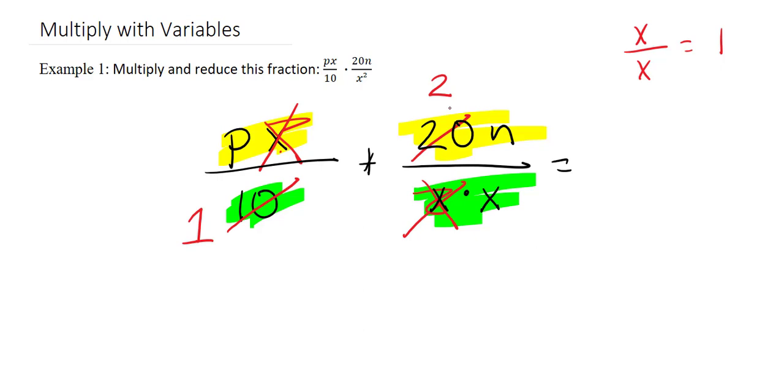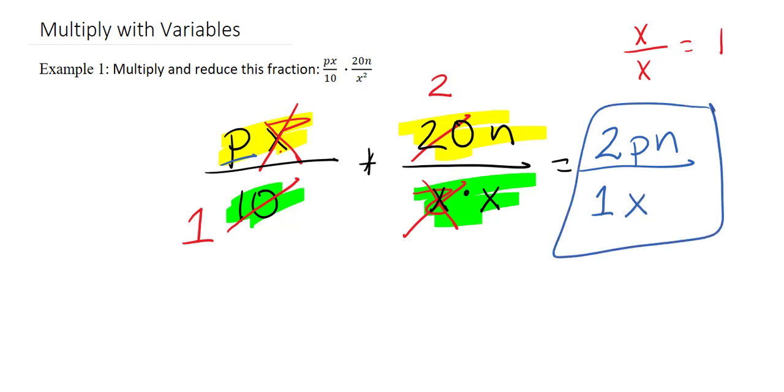And then that's all we could do. And now we can just go ahead and multiply. So we multiply what's on the top. So we have a 2. We're going to put the number first. 2, and then we'll do pn, and then over, well, we could put the 1 there, but we also don't even have to put the 1 there. It's understood that there's a 1, and then just over x. And that would be our solution.